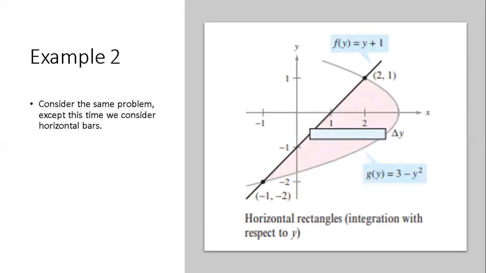Our second example, we're going to consider the same problem, except this time we're going to use horizontal bars. So we're going to rotate our thinking so that y is now the independent variable and x is the dependent variable. So here we're going to integrate with respect to y. So now we're looking over the y interval where one curve is above the other. So it's kind of like rotating the picture counterclockwise 90 degrees.